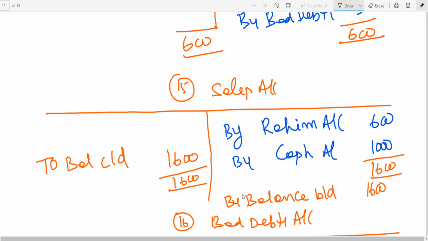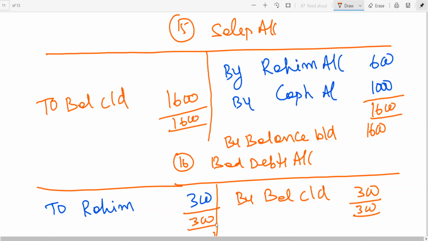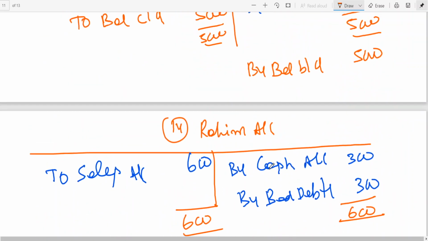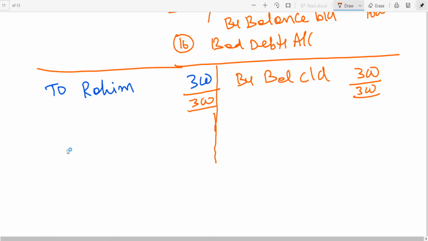By balance brought down 1,600. Bad debts to balance carried down. Sales account, credit side is showing more. So by balance brought down 1,600. Rahim account, both sides are equal, which means Rahim account has been closed. It doesn't have any balance. Bad debts by balance carried down, to balance brought down.